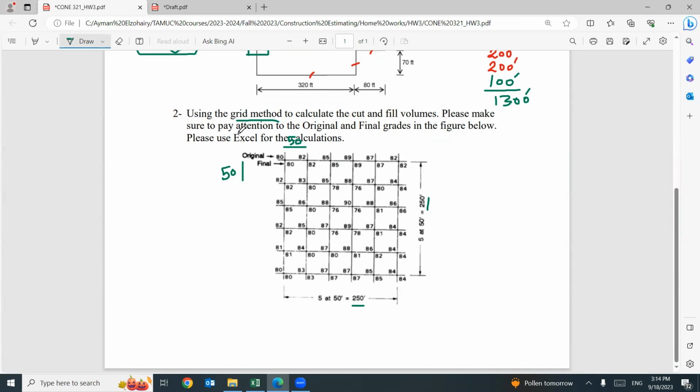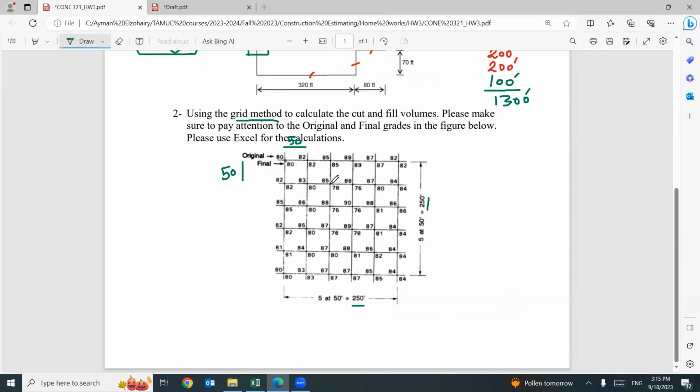Please make sure to pay attention to the original and the final grade. At each corner, I'm giving you two numbers, 80 and 80. 80 is the original elevation. 80 is the intended elevation after excavation. For example, some of these corners will be the same. No need for excavation, no need to fill.